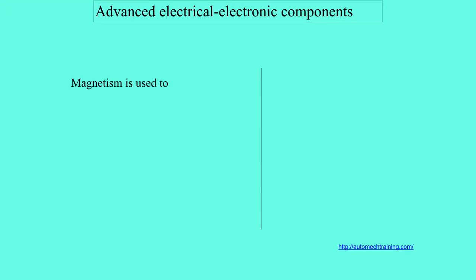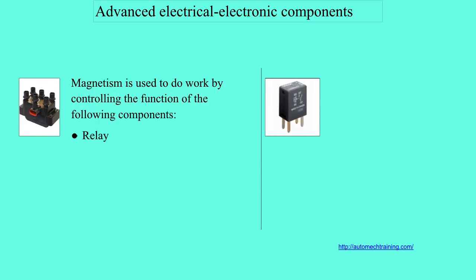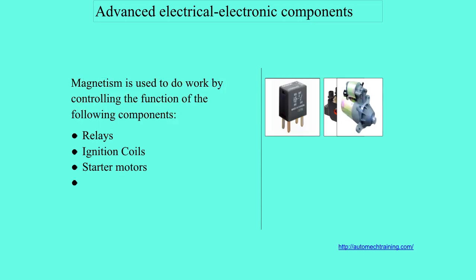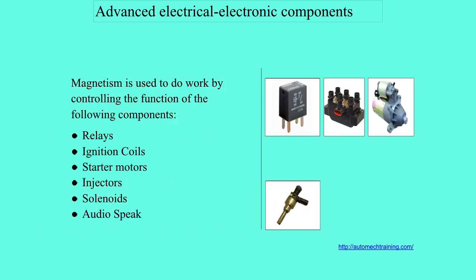Magnetism is used to do work by controlling the function of the following components: relays, ignition coils, starter motors, injectors, solenoids, audio speakers.